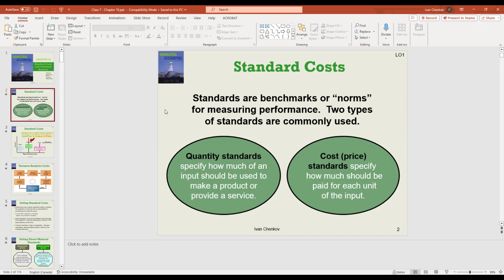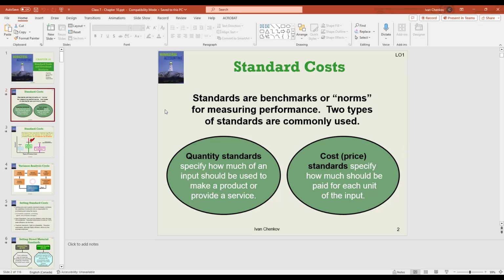So since we know that, and we know that we have two variables, in order to come up with the standard cost, we have to come up with the standard for the quantity, and we have to come up with the standard for the price.